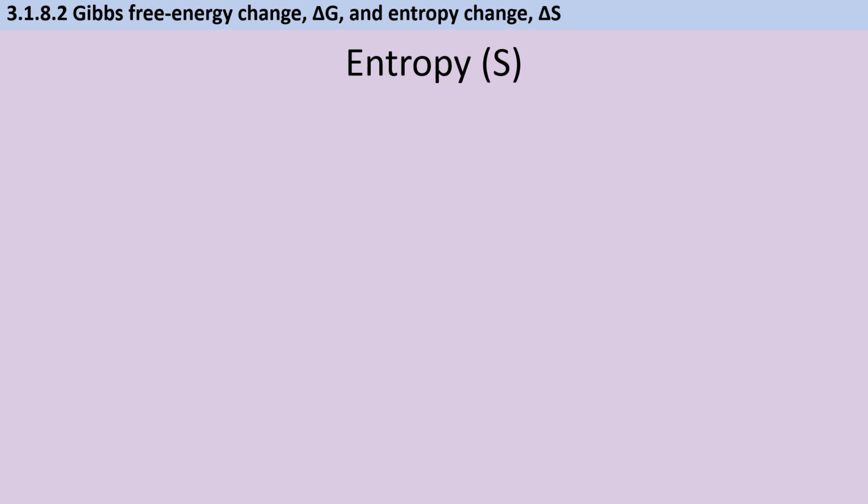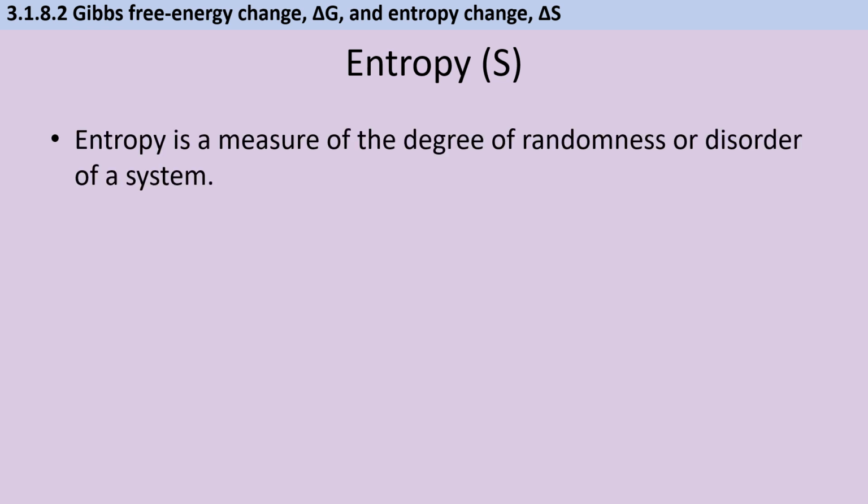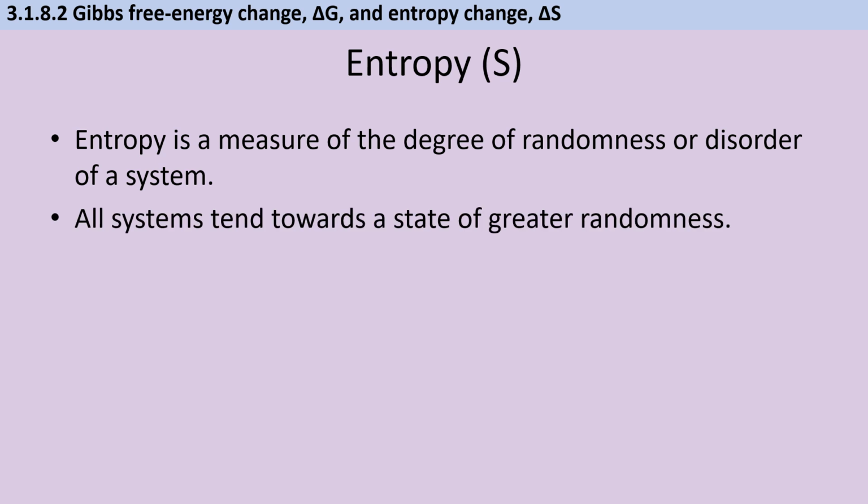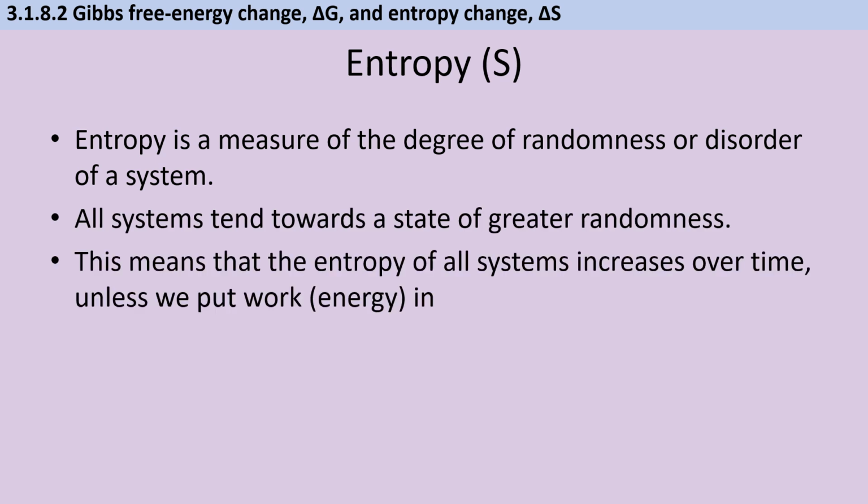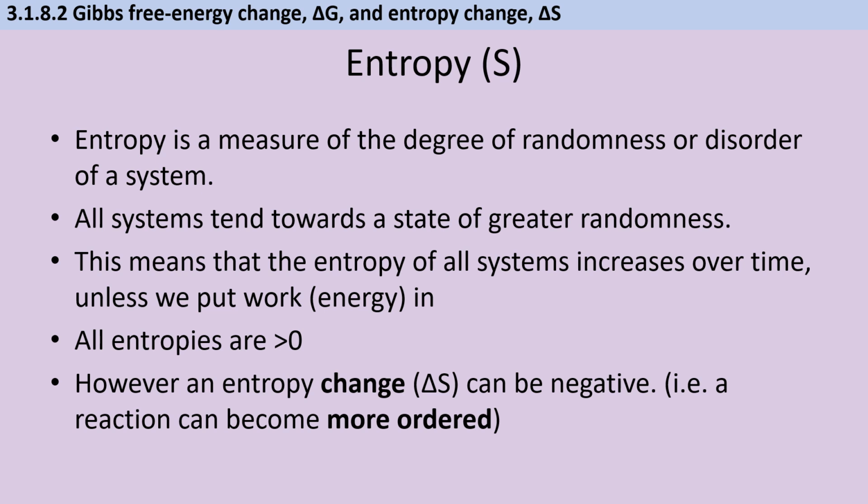Entropy is a measure of how random or disordered a system is, and everything is always tending towards greater entropy. So the only way that we can avoid that is if we're putting in work or energy. Now, all entropy values are greater than 0, they're all positive, but an entropy change can be negative.